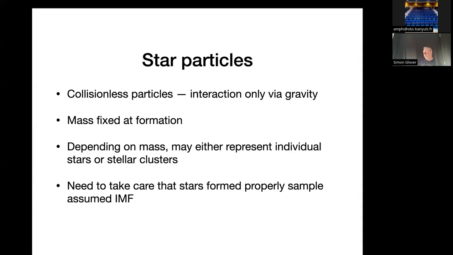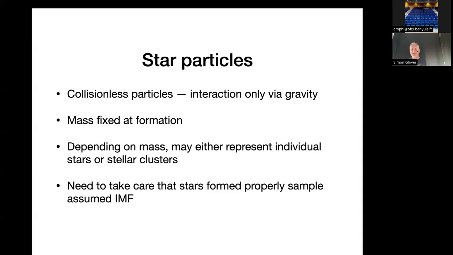Now, depending on the scale of our simulation, these may represent individual stars, or far more commonly, they will represent clusters of stars. For instance, if you're making star particles with masses of 1,000 solar masses, these are not 1,000 solar mass stars, these are 1,000 solar mass clusters, which may have multiple O or B stars associated with them, plus many smaller lower mass stars.